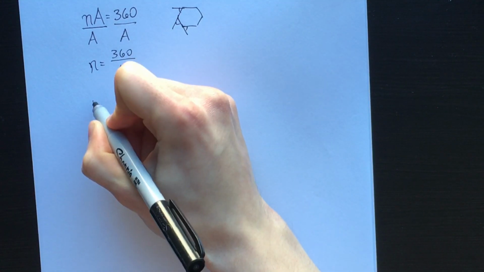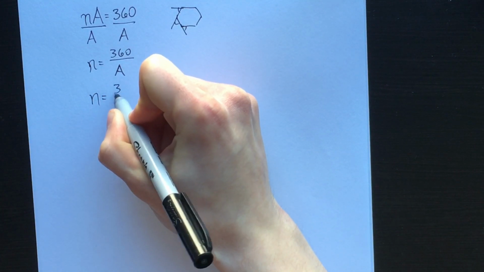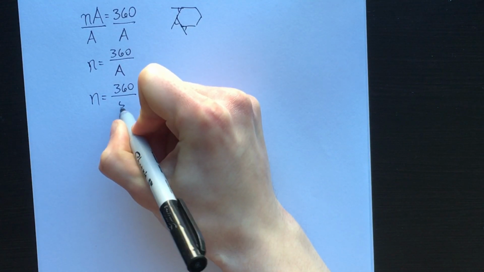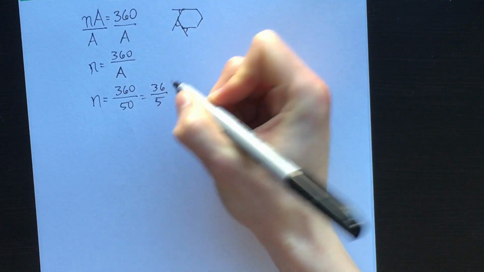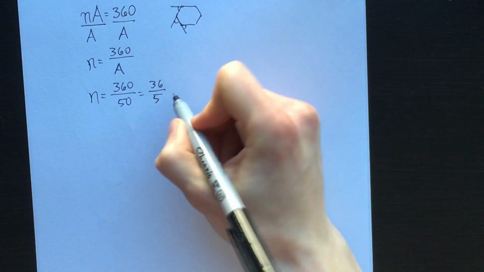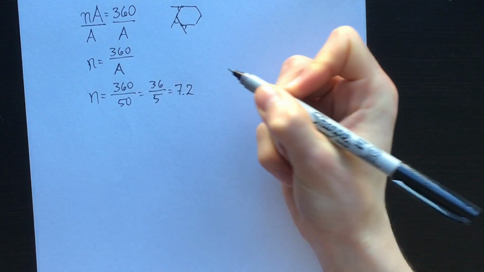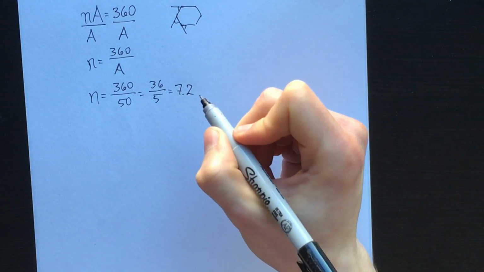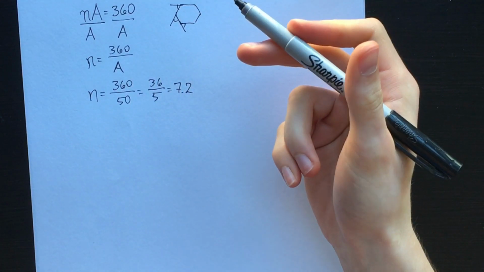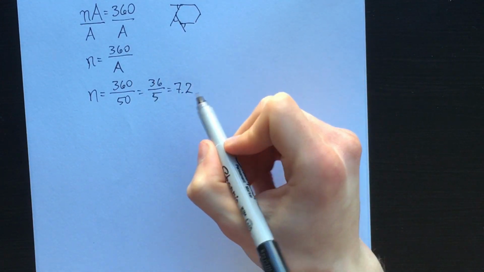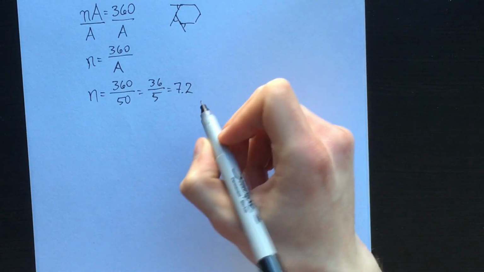So if we plug in 50, we get n is equal to 360 over 50, which is equal to 36 over 5, which is a little bit over 7. It's like 7 1/5, right? 7.2. Okay, so unfortunately this is not our answer yet. Why? Well, you can't have 7.2 sides, right? So the key here is how you go from here. I think this is the most conceptually difficult part of the problem.